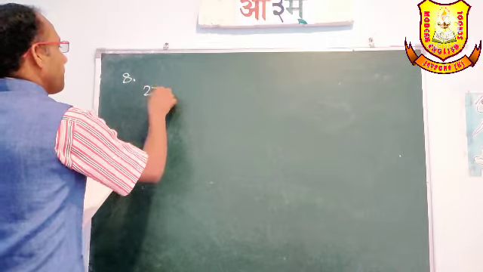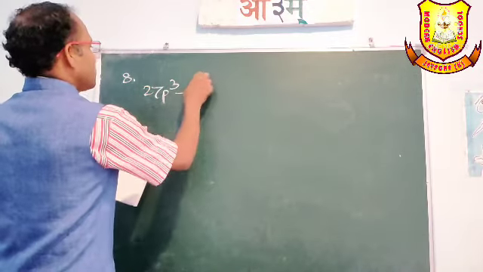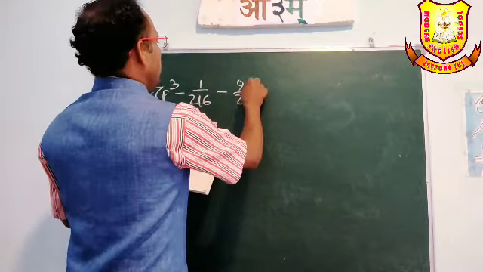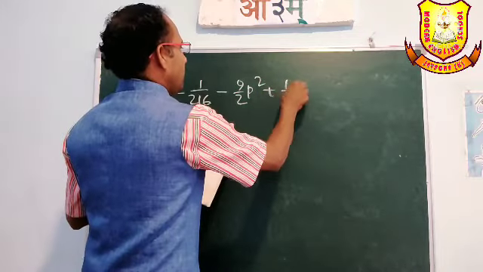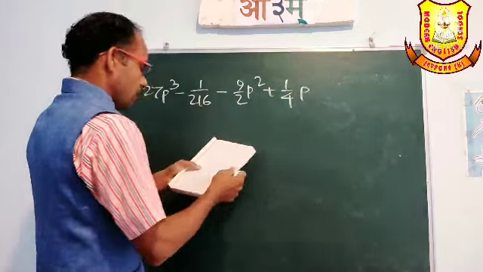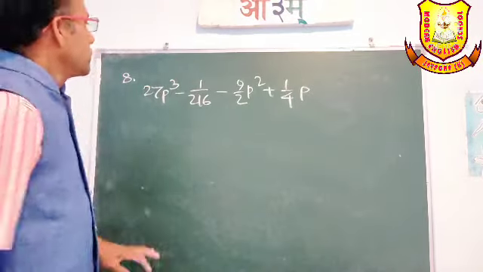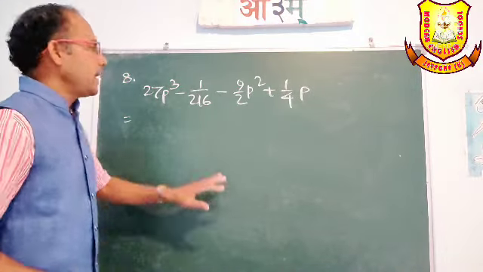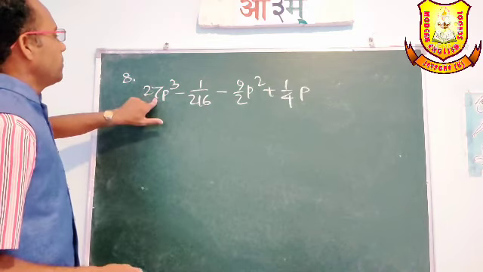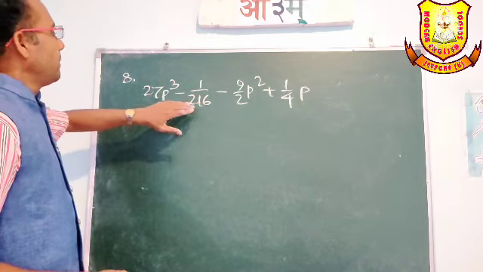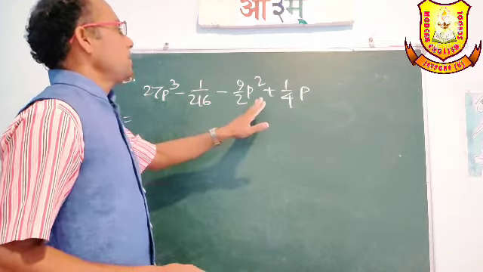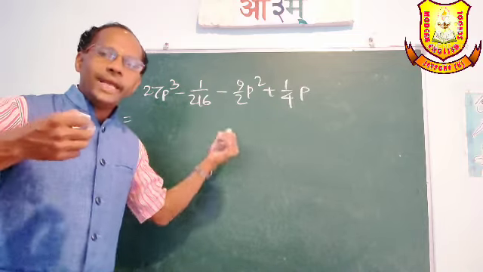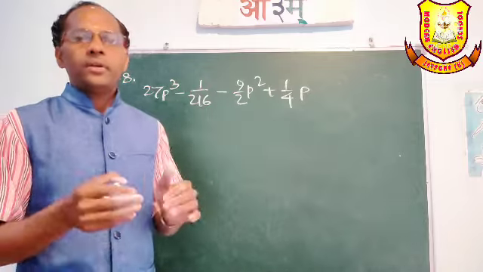27p cube minus 1 by 216 minus 9 by 2 p square plus 1 by 4 p, we have to factorize by applying the formula. So it is looking like a cube minus b cube minus 3a square b plus 3ab square. So if you can find a and b, we will apply the formula. Is it happening or not?